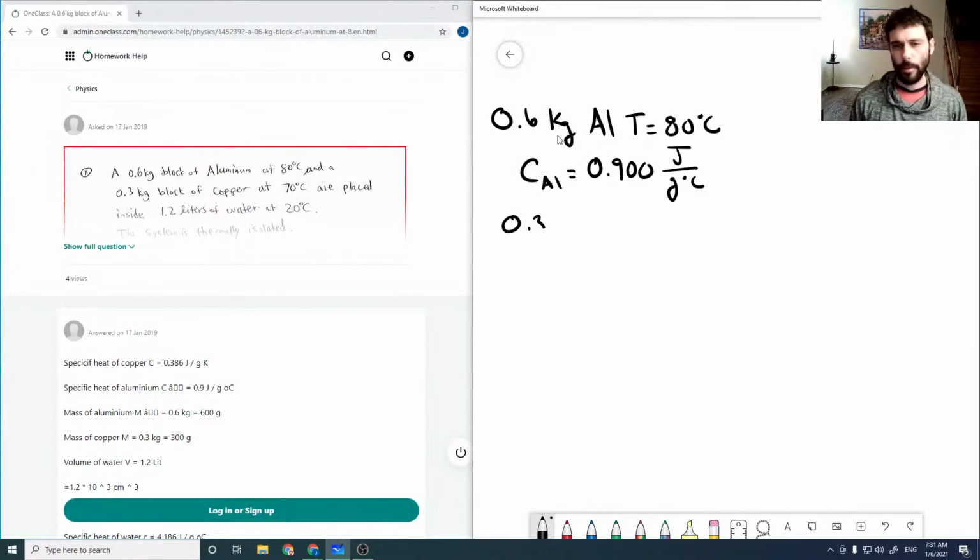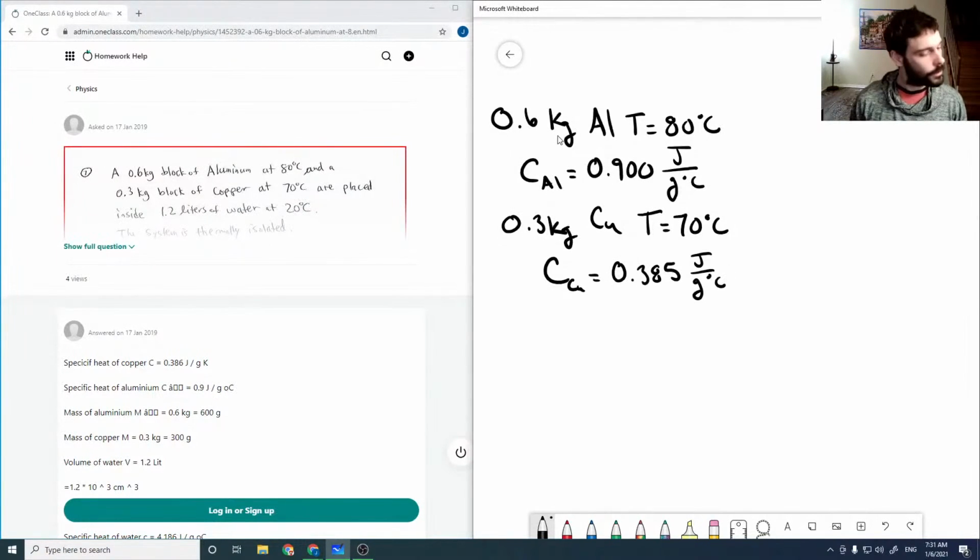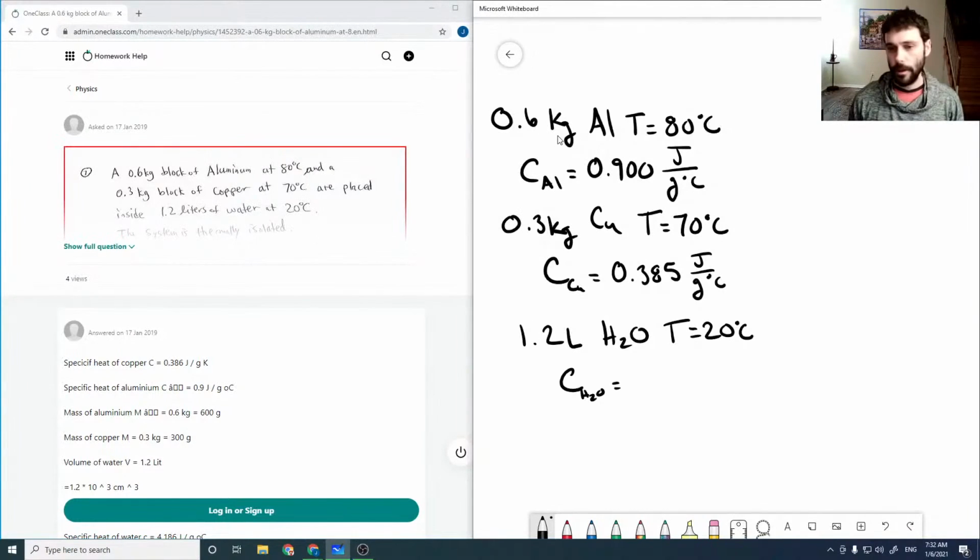We've got 0.3 kilograms of copper at a temperature of 70 degrees Celsius, and our heat capacity for copper is 0.385 joules per gram degrees Celsius. Both of these are being placed in 1.2 liters of water at a temperature of 20 degrees Celsius. The heat capacity for water is 4.186 joules per gram degrees Celsius.